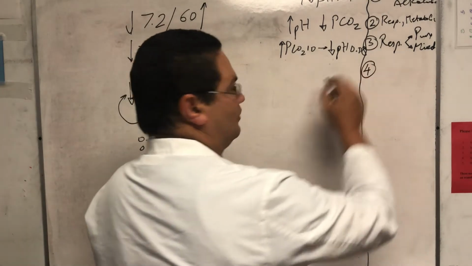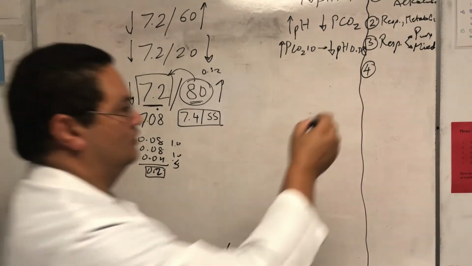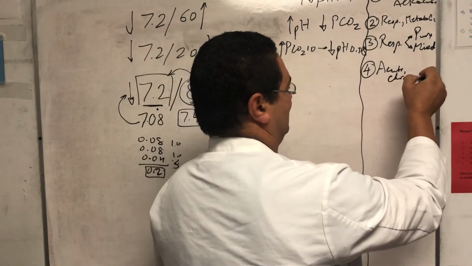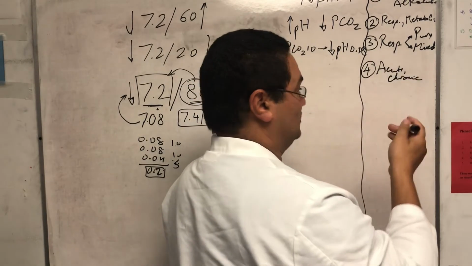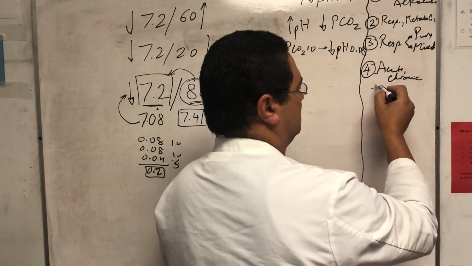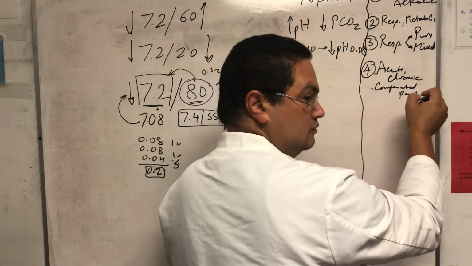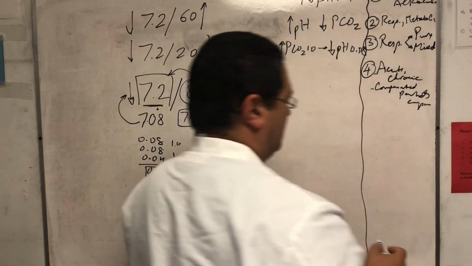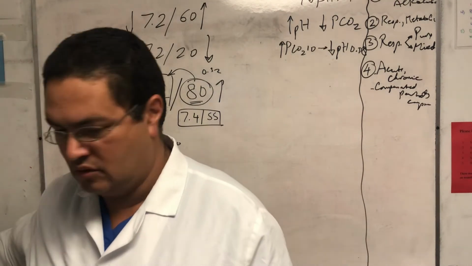Number 4, that's the one that you guys like, you're waiting for the whole time: acute or chronic. Or at least that's the one that people come primed to think about. Acute or chronic, compensated or partially compensated, and all of these things, right? So I'll tell you one thing about that.